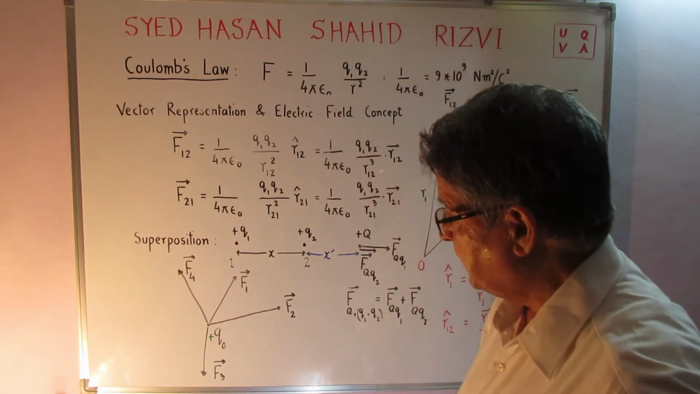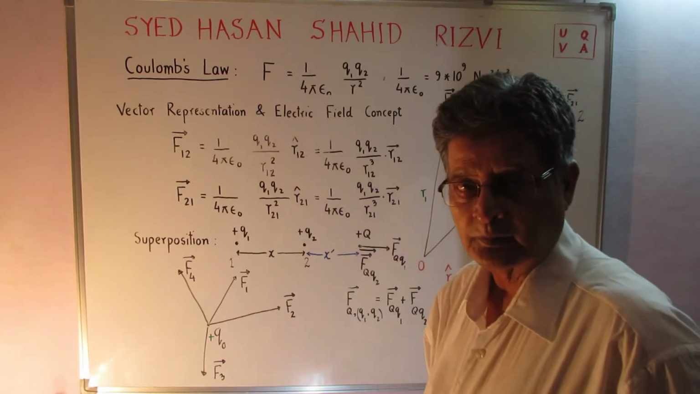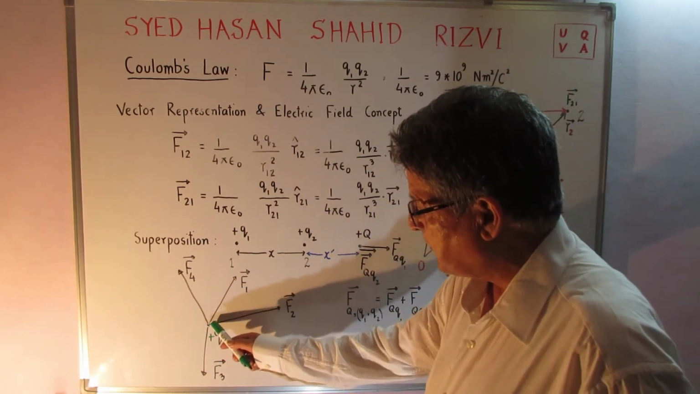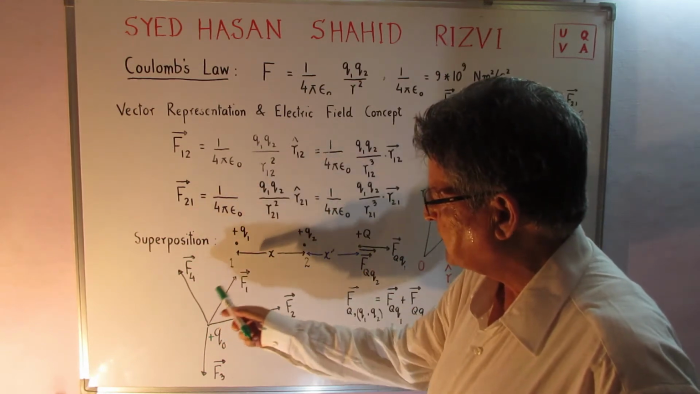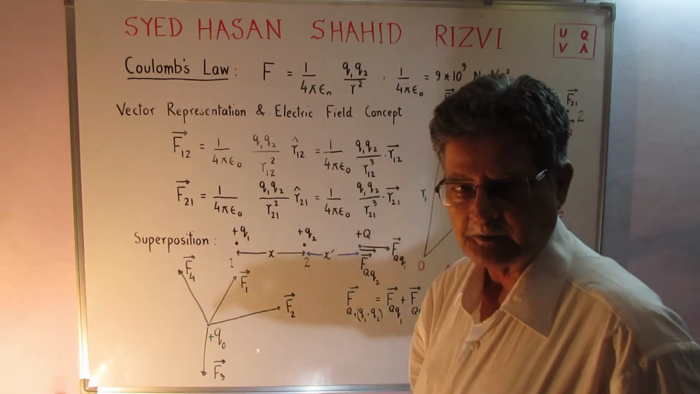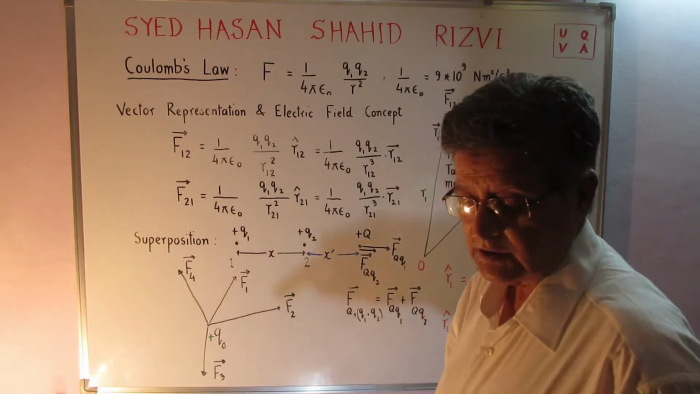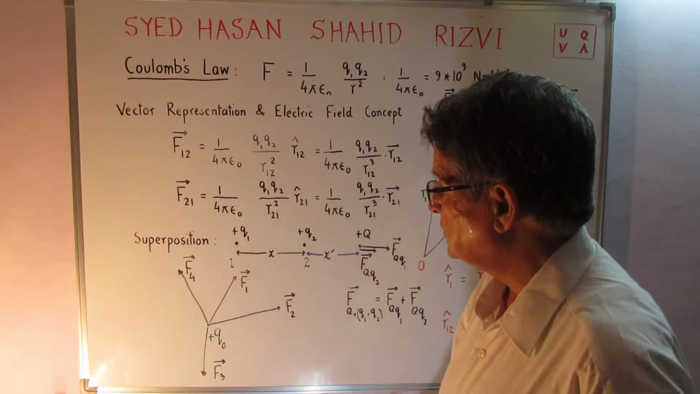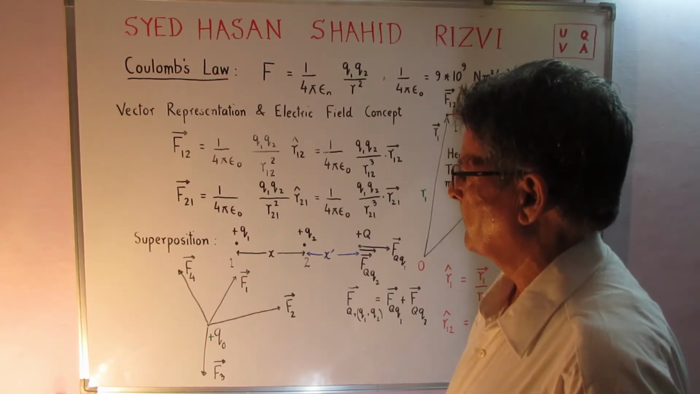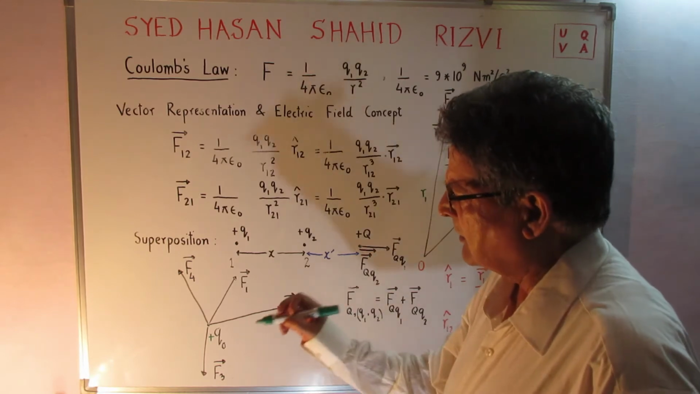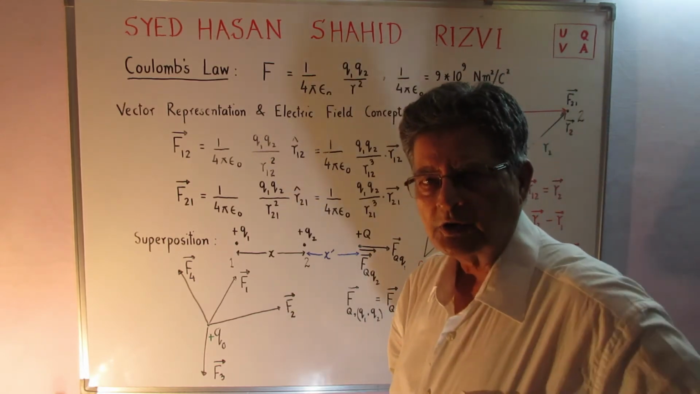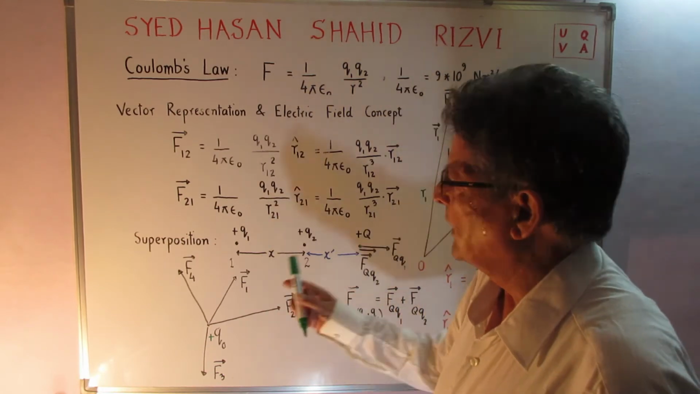If that net force over there is 0, then we say that this point is a neutral point for the system of charges which give rise to forces like this. If not, then there is a net value which is there, and we have got to calculate that. Okay.